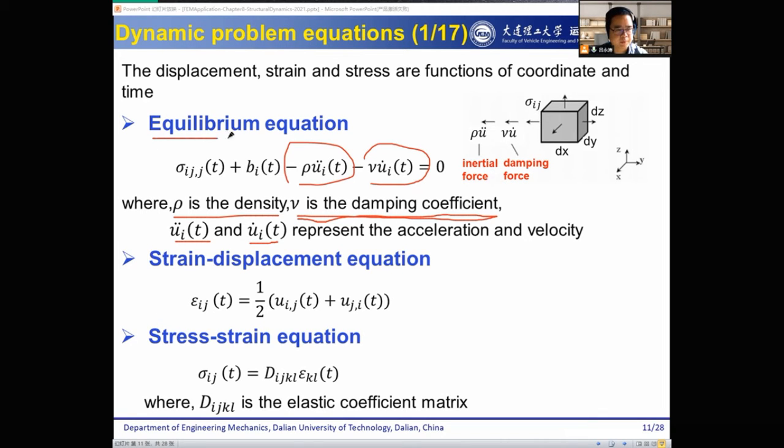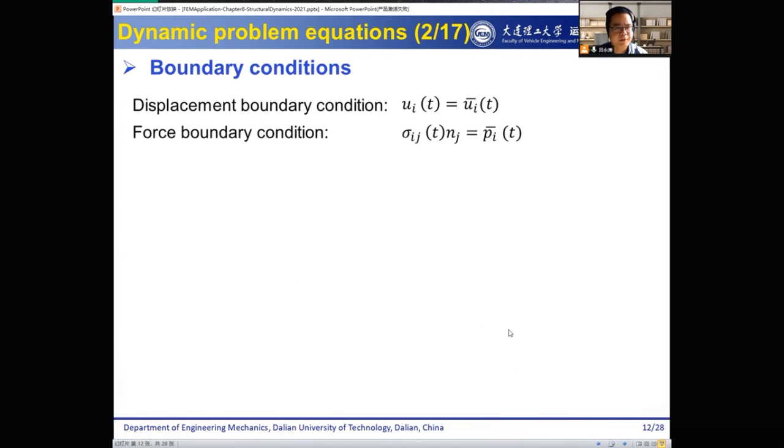So with that we have three types of equations in elasticity for the deformable body. The first is the equilibrium equation, and the second is the strain displacement equation, which is the same as the static case. And then the third is the stress strain equation. This is also the same as the static case, but the elastic coefficient matrix is different, because here we have to consider the mass.